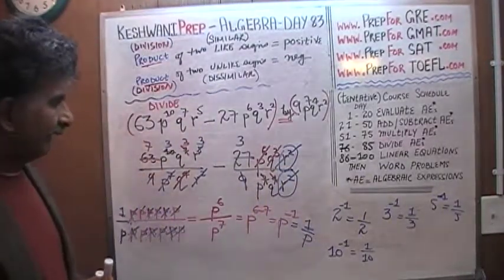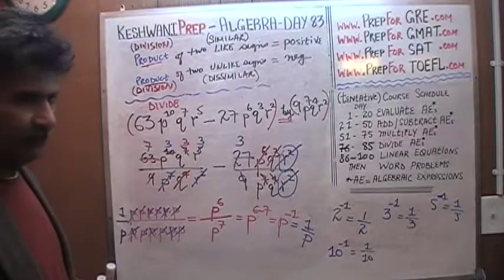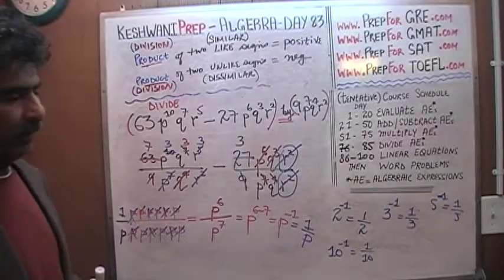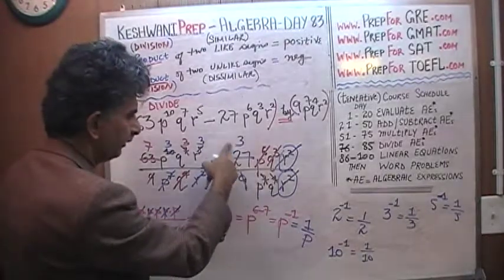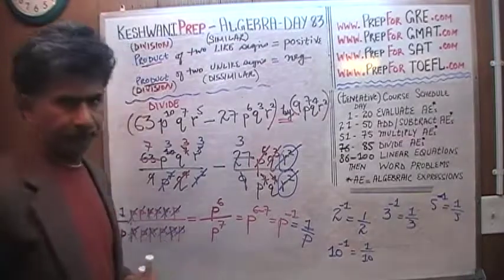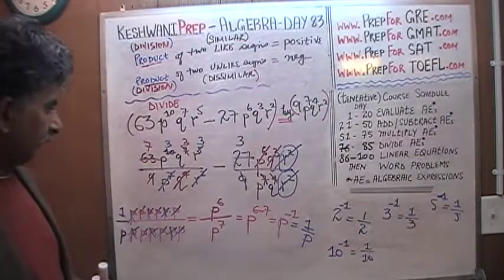So what we're left with at the end, pay very close attention, as I said before, you have to keep an eye on your inventory. What we're left with at the end is 3 on the top, nothing else on the top, 3 on the top, and p times q on the bottom. That's our answer. So let's write down the answer.